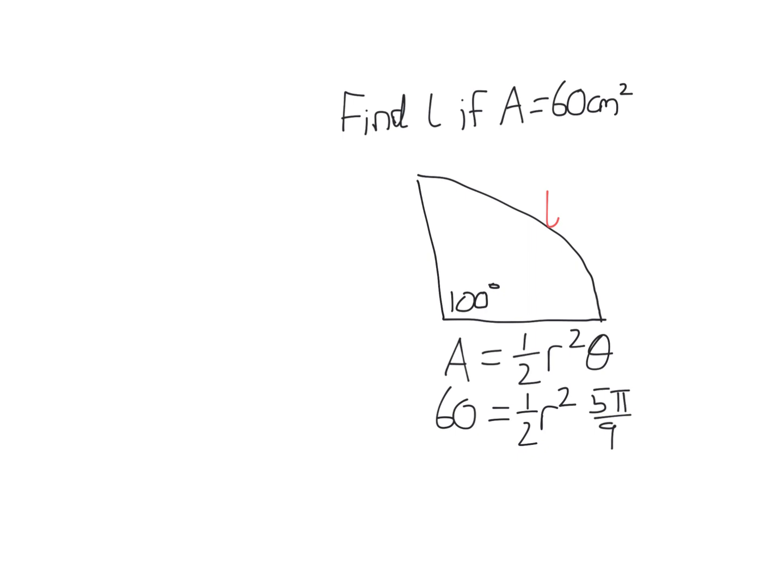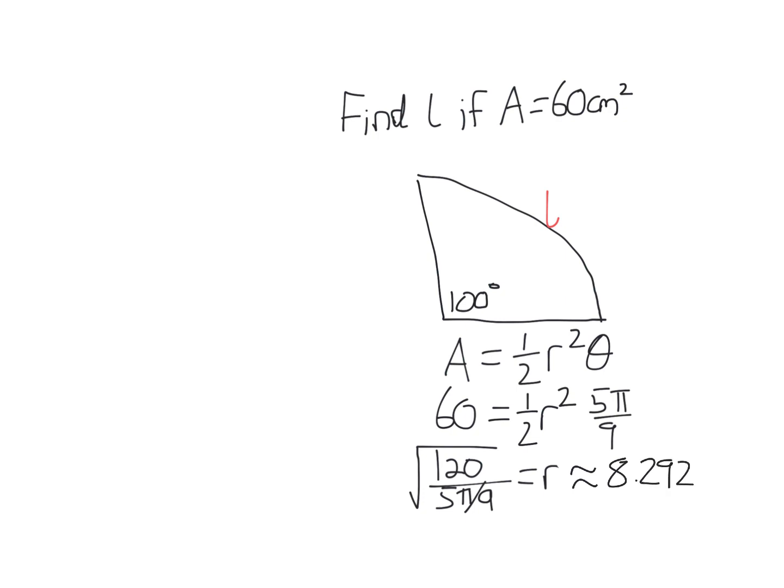Now I'm going to solve for r. So I multiply both sides by 2. That's how I got the 120, got rid of the half, and then I divide each side by 5 pi on 9. So that will give me r squared, and then I just need to square root both sides, and that will give me r. So putting that in my calculator, I get that the radius is about 8.292.